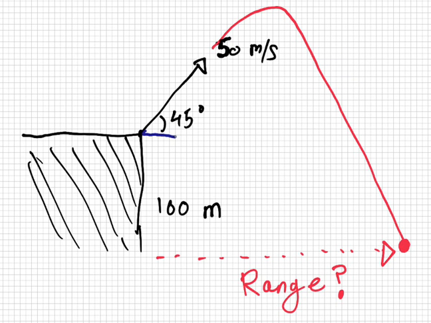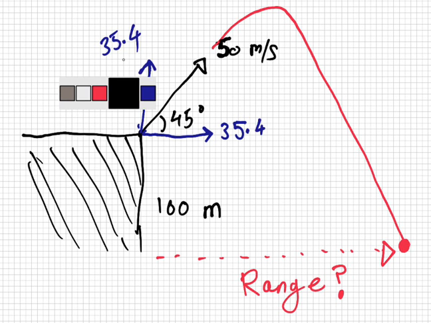So this one here is 50 cos 45. What's that? 35.4. Vertical is the same. And vertical will be 50 sine 45, which is then 35.4, which is the same. Is it? Or do you have the answer? I don't know the answer now, so I'm going to get it now.